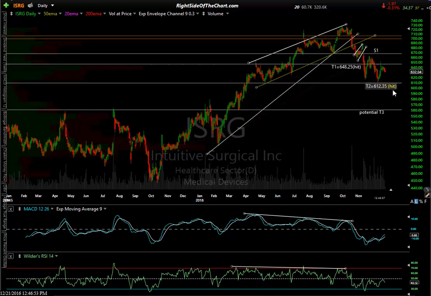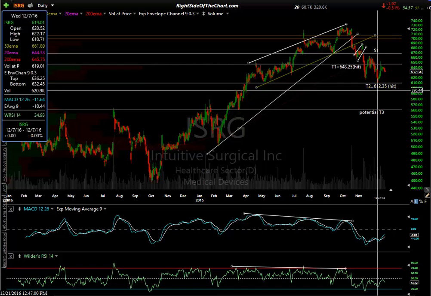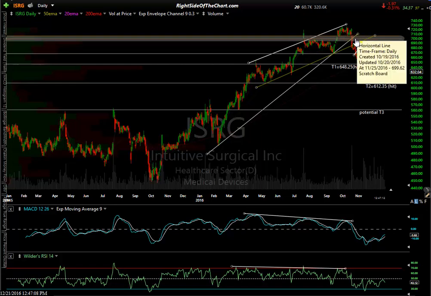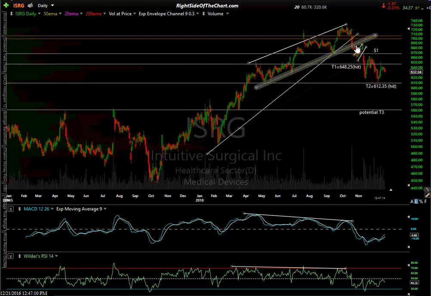ISRG, here's one that hit the final target. It's still listed as active, but it hit the final target of 612.35 on, looks like December 7th. And I can't recall, the short entry was somewhere up here, probably right around that break of the bearish rising wedge pattern, maybe that second downtrend line, one of the two. So it's hit both price targets.